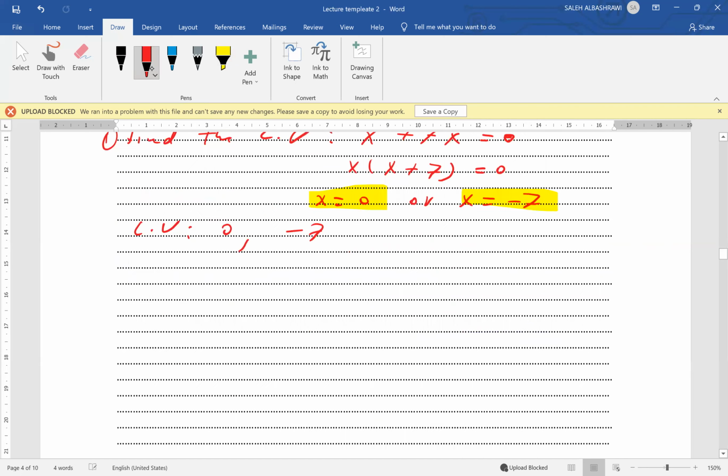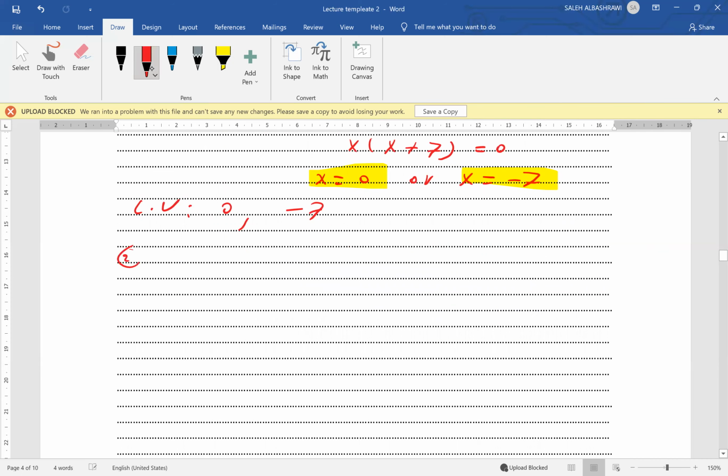Step number 2. Check the sign of the inequality. I have 0, this is one critical value, and I have minus 7. So this is minus 7 and 0. We have to keep the order. Minus 7 and 0, these are the critical values of the inequality.